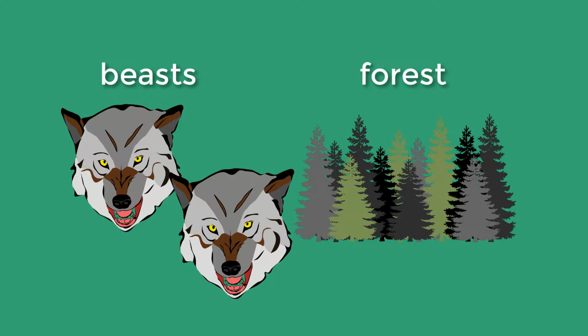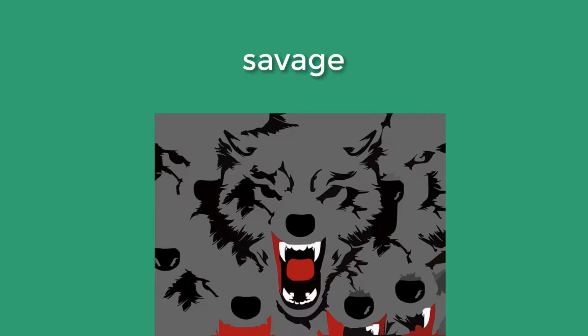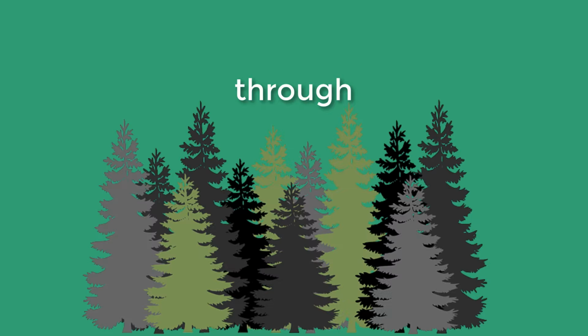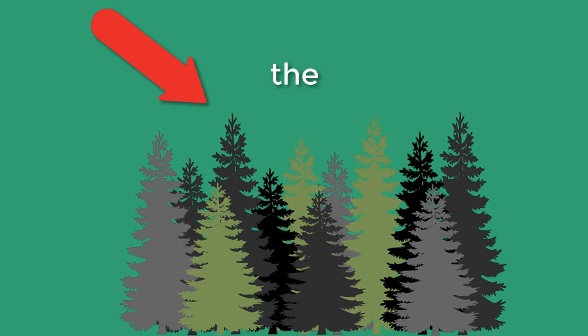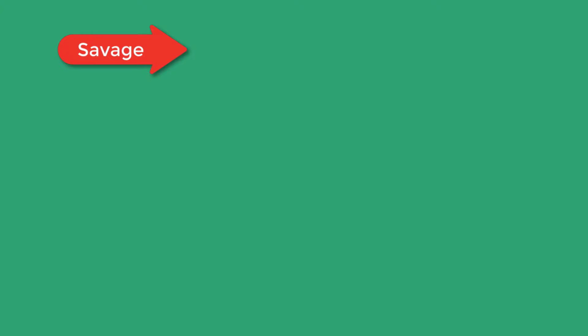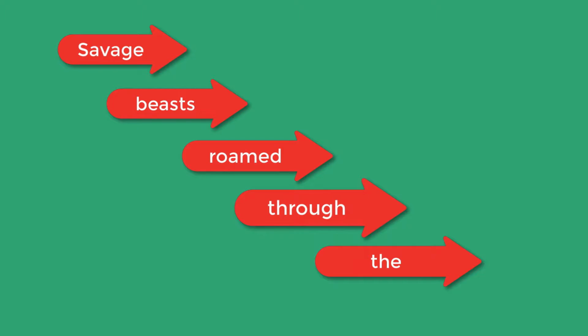In this sentence, beasts and forest are the names of objects. Roamed asserts action, telling us what the beasts did. Savage describes the beasts. Through shows the relation in thought between forest and roamed. The limits the meaning of forest, showing that one particular forest is meant. Therefore, each of these words has its special function in the sentence.